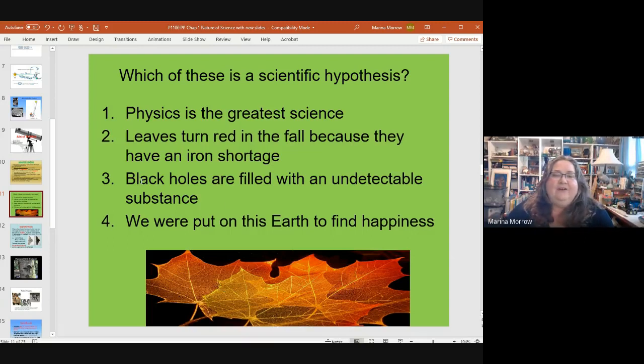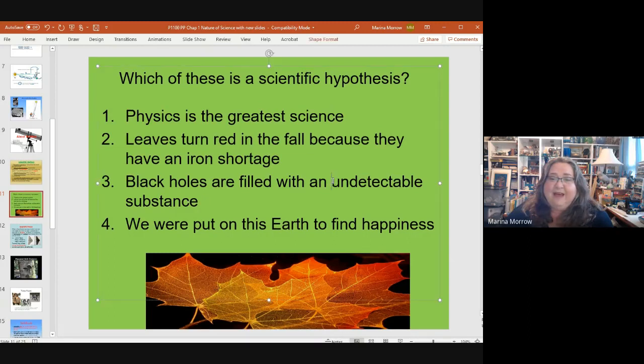Okay, now, black holes are filled with an undetectable substance. Well, it's not really explaining anything. So it's not a very good scientific hypothesis. And especially this idea of undetectable. Well, it's kind of hard to test something that's undetectable, isn't it?